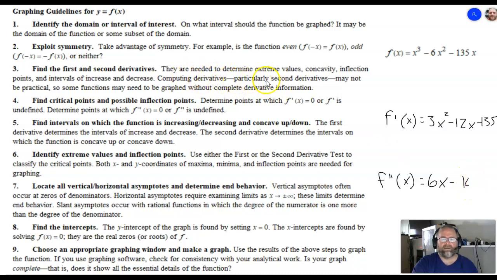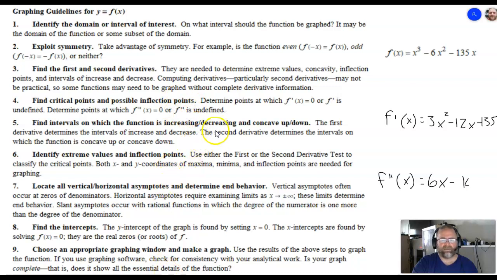They are needed to determine extreme values, concavity, inflection points, and intervals of increase and decrease. Computing derivatives, particularly second derivatives, may not be practical, so some functions may need to be graphed without complete derivative information. All right, so we found those. Find the critical points and possible inflection points.